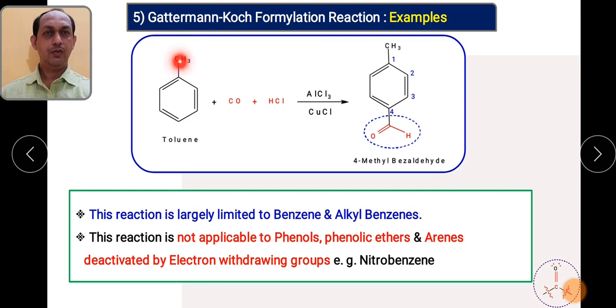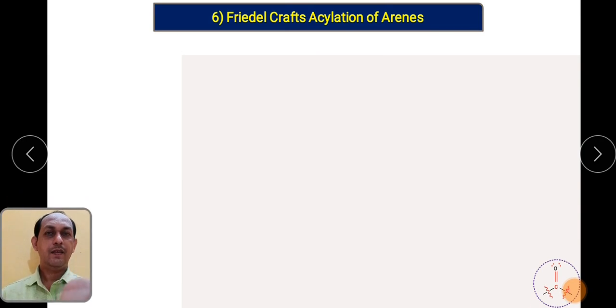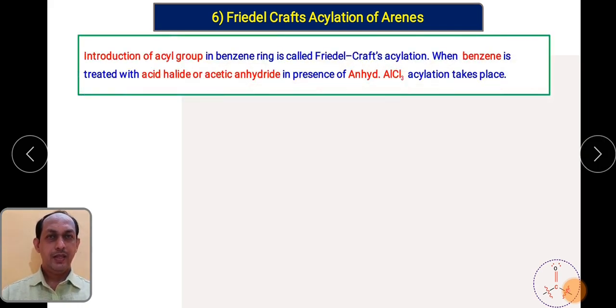Here you can change the groups also. Then let us see the next reaction, that is Friedel-Crafts acylation of arenes. The Friedel-Crafts alkylation reaction you have already seen in your earlier classes. This is a reaction where an acyl group is introduced into the benzene ring. The introduction of an acyl group in the benzene ring is called FC acylation or Friedel-Crafts acylation, where benzene is treated with acid halide or acetic anhydride in presence of anhydrous AlCl3.